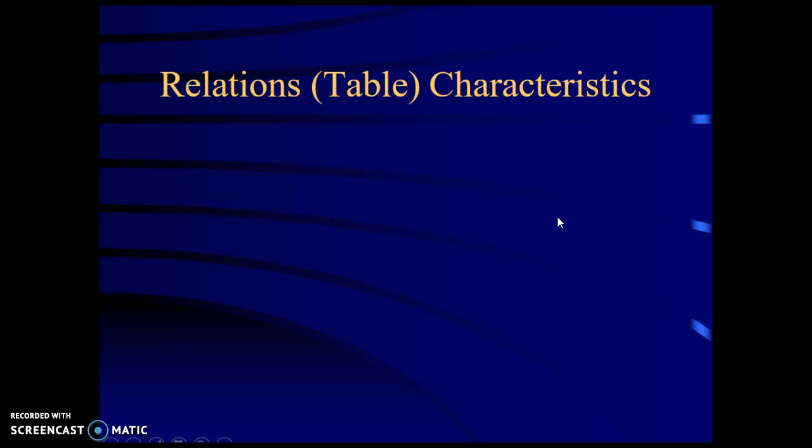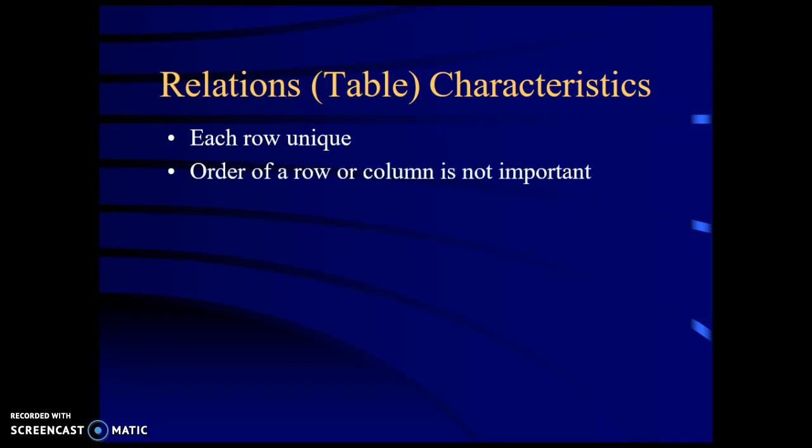So if I'm taking a look at my table or relation's characteristics, we have to recognize that each row is unique. And it's unique because we've set up a primary key, and that will make every single record unique from any other record. It doesn't matter what order your records or your columns or rows are in. By default, the primary key creates the initial sort order, but you can sort the records by any column or any row.